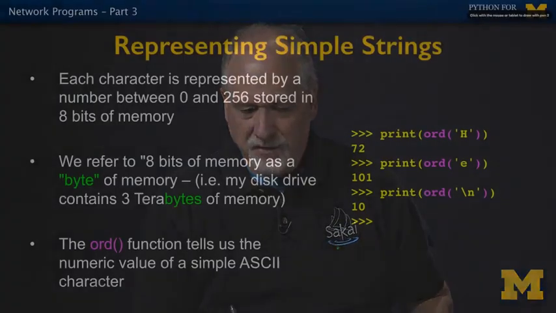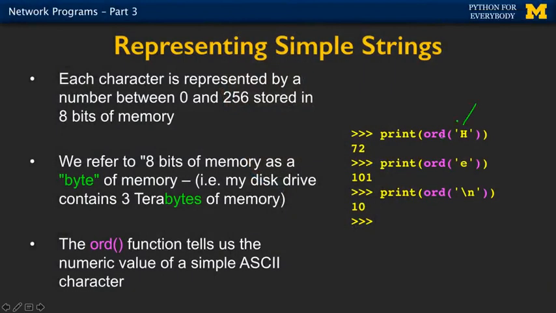And so there is this function, as long as you're dealing with simple values, that you can say, hey, what is the actual value for the letter H? And it's called ord, which stands for ordinal. What is the number corresponding to H? And that's 72. What's the number corresponding to lowercase e? It's 101. And what's the number corresponding to new line? And that is a 10. Remember, new line is a single character.